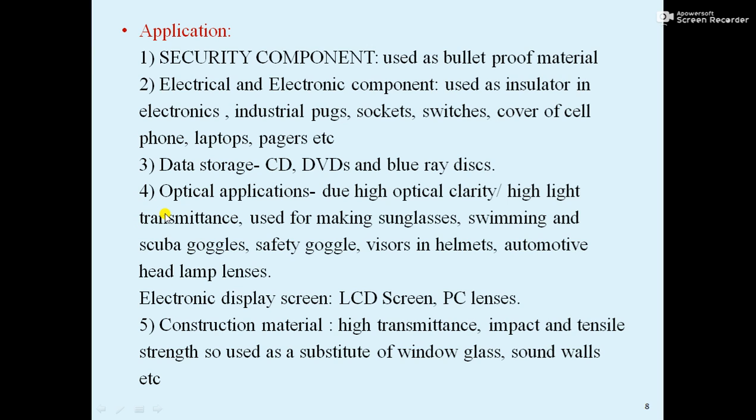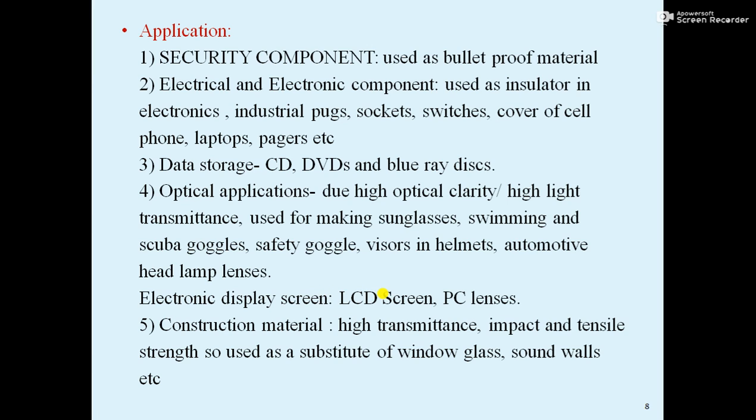Fourth is optical application. As I told in the beginning, the property is 88% transmittance. It is transparent in nature. So due to the high optical clarity, it is used for making sunglasses, swimming and scuba goggles, safety goggles, visors in helmets, and automotive headlamp lenses. It is also used for windscreens for motorcycles, golf carts, small planes and helicopters. It is also used for electronic display screens in mobile and portable devices and some LCD screens.